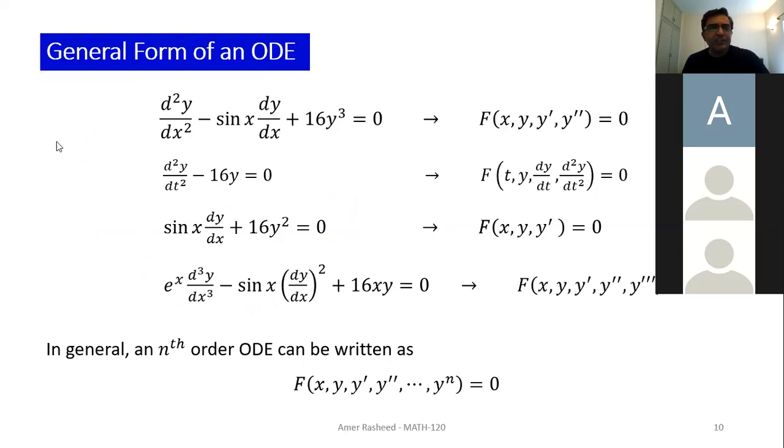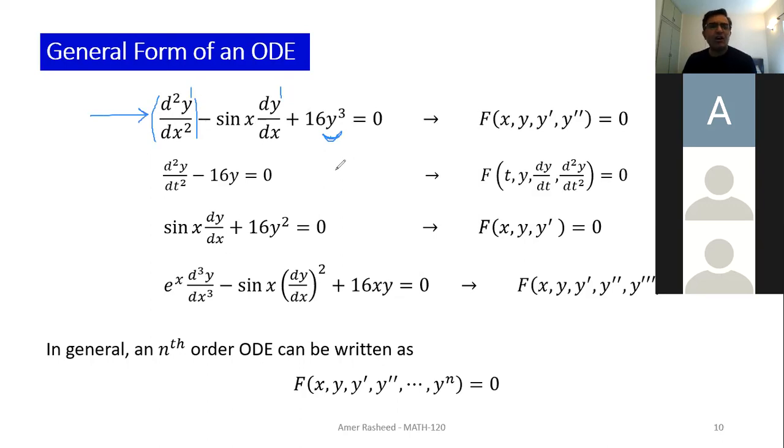Now, general form of ODEs. How can we write generally the differential equations? If we have this differential equation, which is a second order non-linear differential equation, why is it second order and non-linear? It is because it involves a second order derivative, the highest order, and the power of y is 3 here. So in each term, the power of y is not 1, so it is a non-linear differential equation.